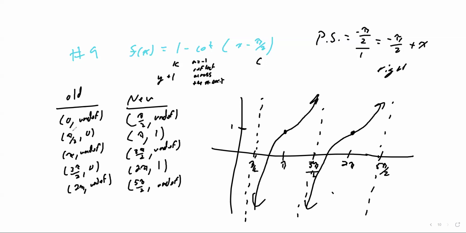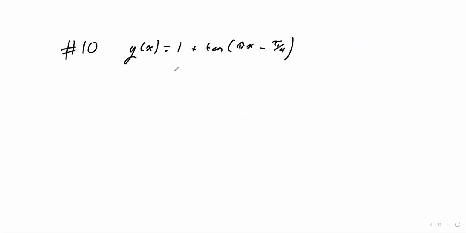Let's see. We could probably do a few more, to give you as many examples as I can. Let's look at number 10. G of x equals 1 plus tan of pi over x minus pi fourths. So again, this is my k, so I'm going to do 1 plus my y. This is my b, so I'm going to do 1 over pi times my x.